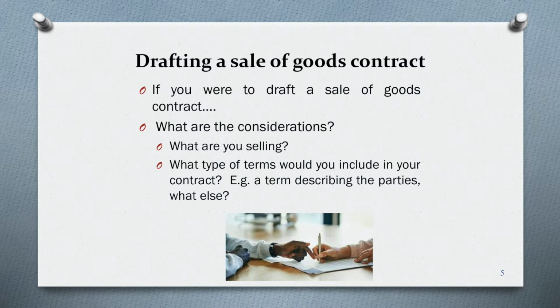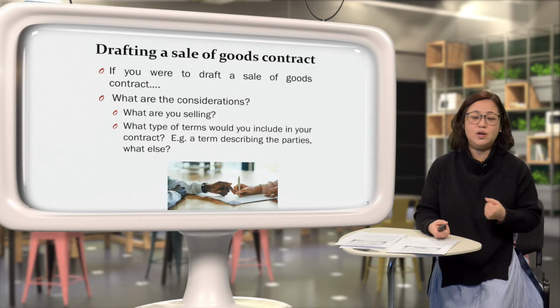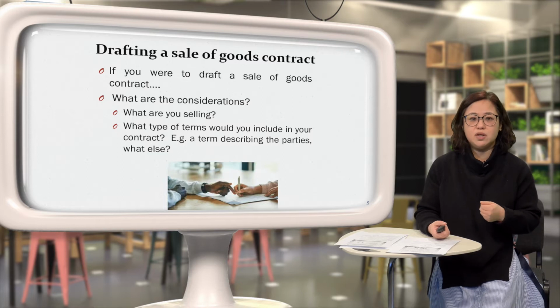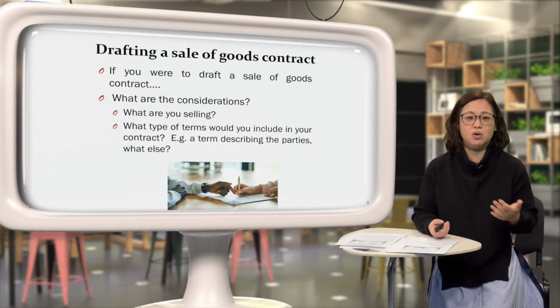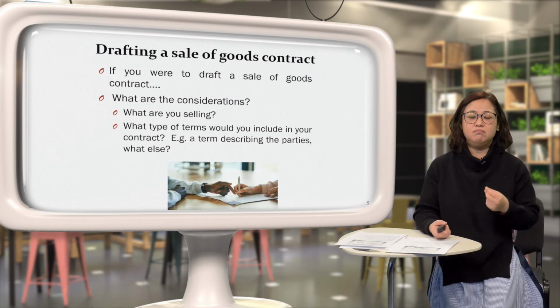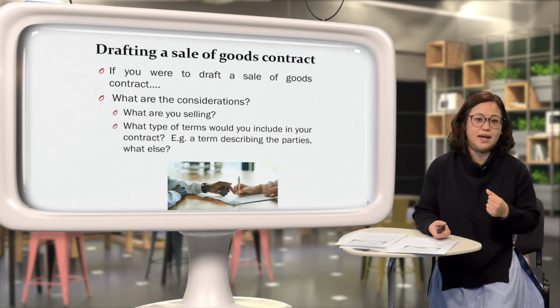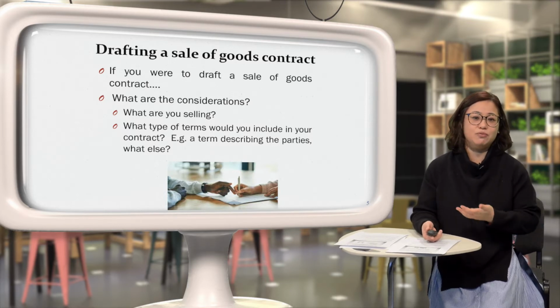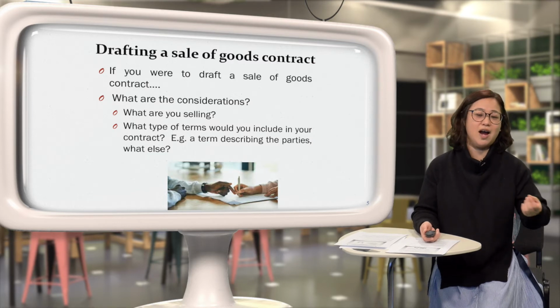The others include, what types of terms would you include in the contract? It's obviously quite important. I know you will include terms describing the parties, but what else? For example, on one occasion when I was doing it with a group of students, they said they wanted to sell ice cream. And I asked them, what are the terms you would include in your contract if you were a seller? And they said, I think I will include terms saying that when the ice cream is stored in my store, it will be stored at freezing temperature, or -5 degrees Celsius.